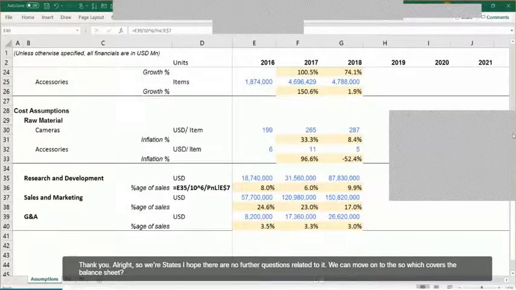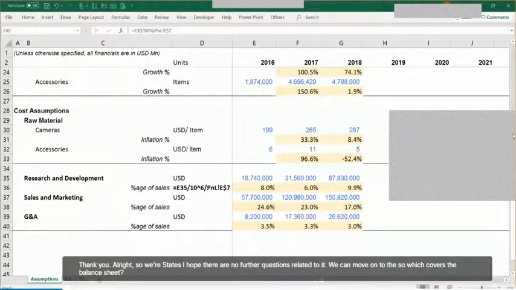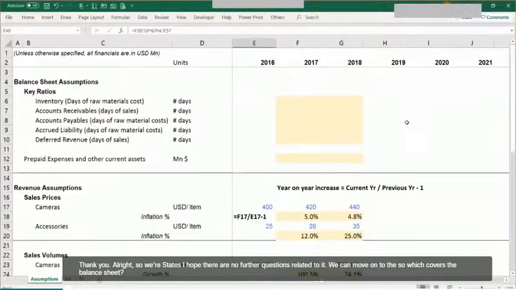All right, so we are done to this stage. I hope there are no further questions related to it. We can move on to the top, which covers the balance sheet component.